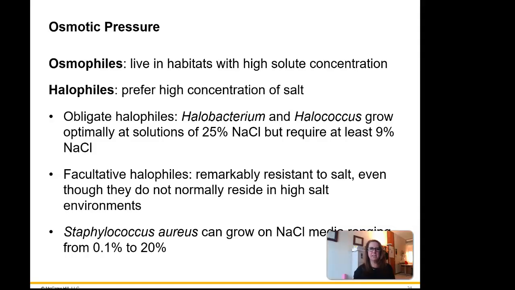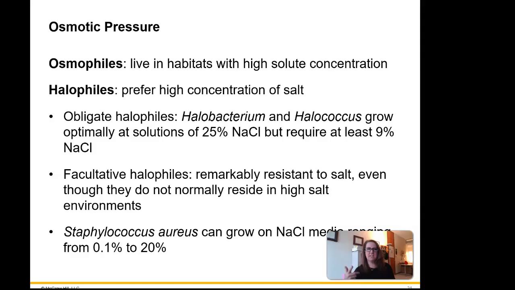So essentially when we're thinking about osmophiles, these are the organisms that can live in high concentrations of solute. And the one that I want to talk about is the halophiles. You might have heard of the Dead Sea, which is highly salty, has a high concentration of salt. So we know that there are particular microorganisms, especially bacteria, that can grow in those high salt environments.